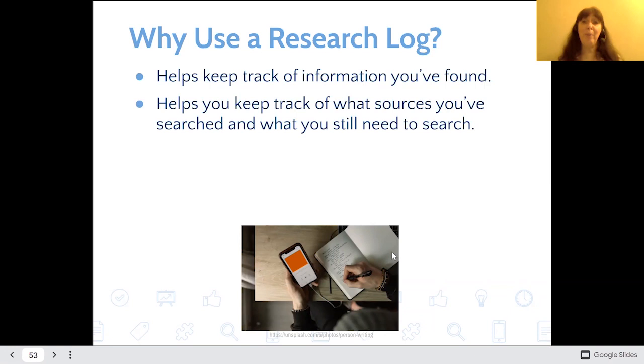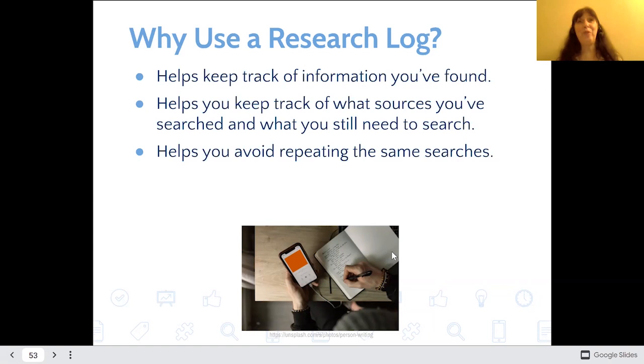It also helps you keep track of what sources you've searched so that you know what you've already done and what you still need to do. It helps you avoid repeating the same searches. Have any of you had this experience? So you do a search, you find some stuff, you forget to write it down, then you get distracted and you don't do family history for a month. Then you come back and you start doing searches and you get this strange sense of deja vu. And then you realize that you've just spent the last hour repeating the work that you did a month ago. I've done that more than I care to admit.